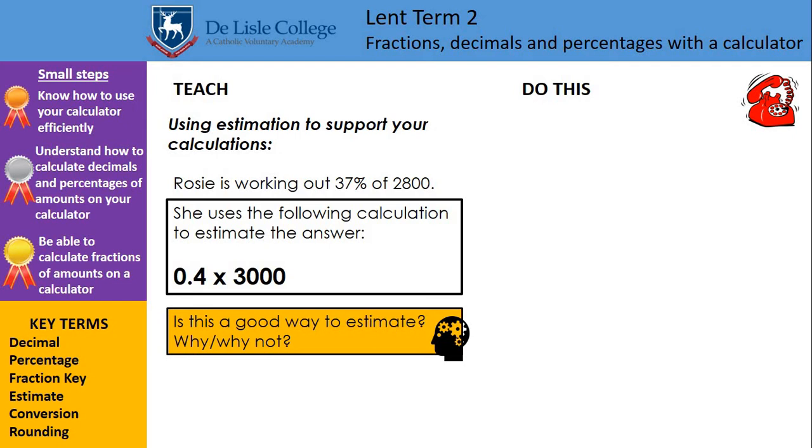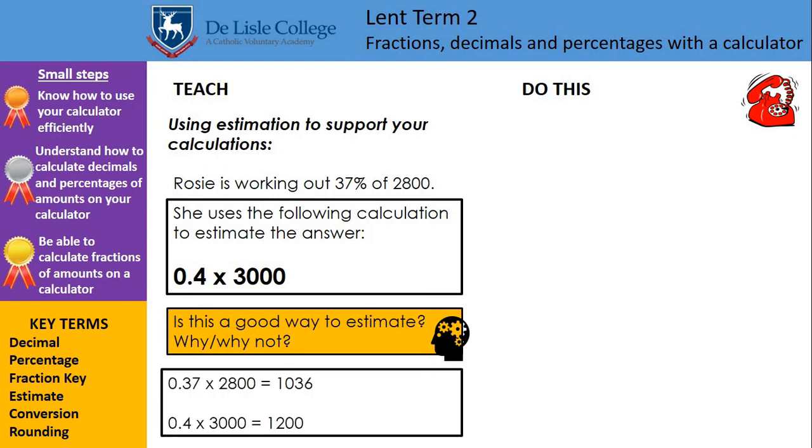Okay, well, what did you think? I don't think in this case it's too bad as an estimate to be able to round both of those numbers to one significant figure as Rosie has done. It gives us a rough idea of what the value of the real answer is going to be, although we know that it's not going to be precise.